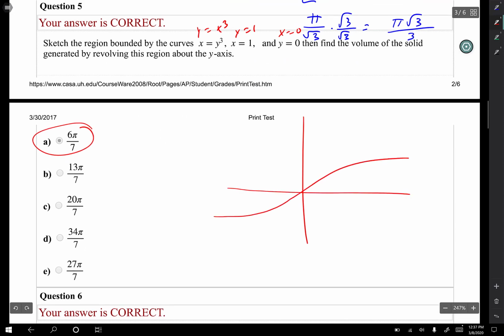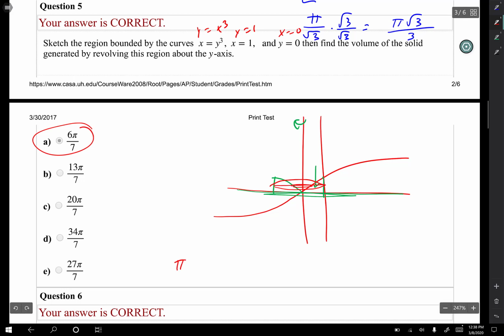It looks like this. So there's x equals y cubed. Here's x equals 1. And here's y equals 0, this line right here in green. So they're talking about this region, and I'm rotating this about the y-axis, or I guess the other way around, but whatever. And again, you have washers, and these washers, they look like that.